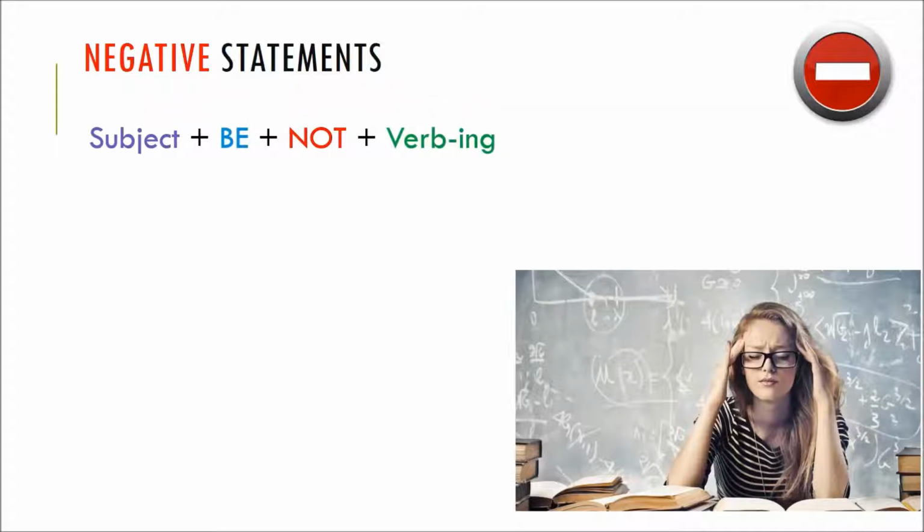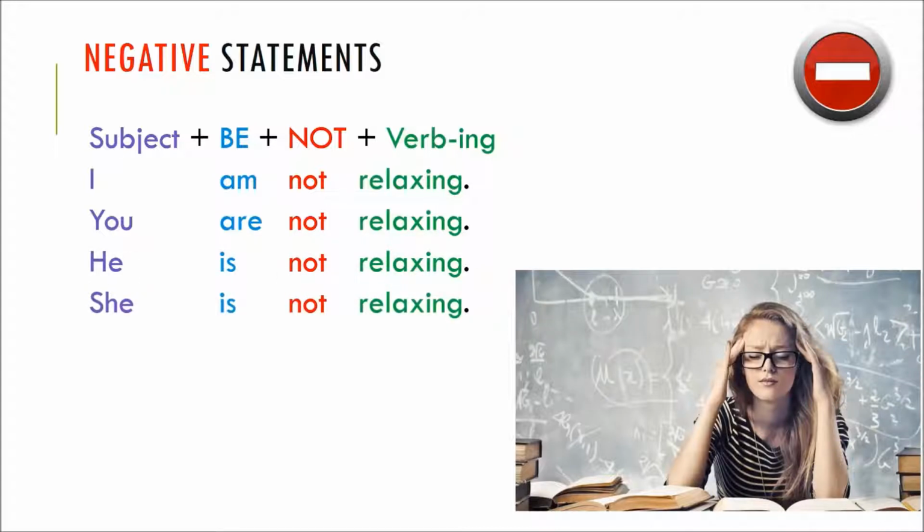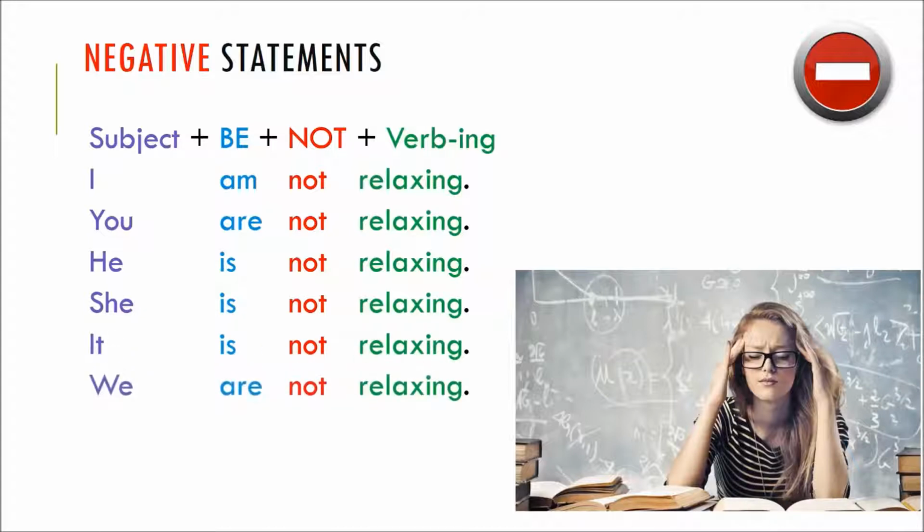Subject plus be plus not plus verb ing. I am not relaxing. You are not relaxing. He is not relaxing. She is not relaxing. It is not relaxing. We are not relaxing, and they are not relaxing.